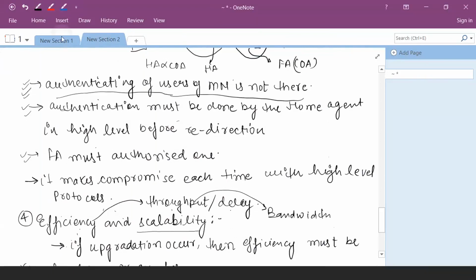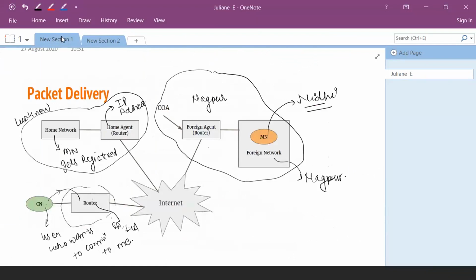Whenever the packet is forwarded by the correspondent node, it again traverses by the router to the internet, and from that home address, the home agent will get to know that particular person, that is Nidhi, is not inside the home network and has shifted to the foreign network, that is Nagpur. So it has to divert those packets towards the foreign agent, and after getting the packets from the home agent, the foreign agent has to transfer the packets to the mobile node. That is the packet delivery by using the mobile IP protocol.